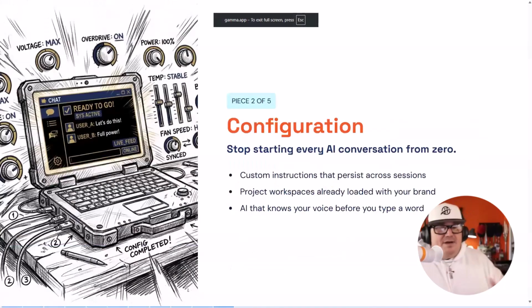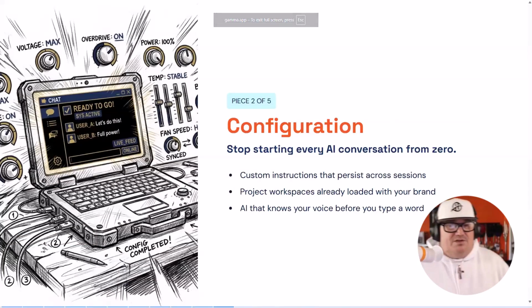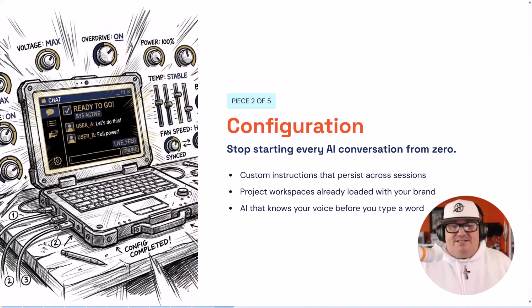Okay. Number 2 is configuration. Most teams open ChatGPT, Perplexity, Claude. They type a prompt, get an answer, and they move on. Every conversation starts from zero. The AI doesn't remember your brand, doesn't remember last week's campaign, doesn't remember your voice. Configuration changes that. Custom instructions are important.